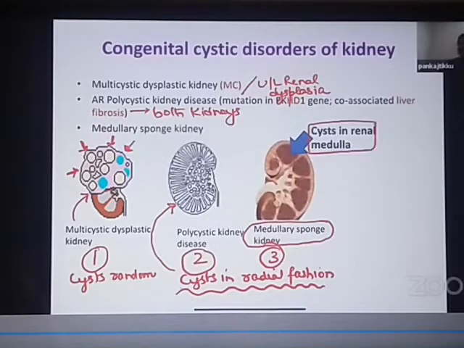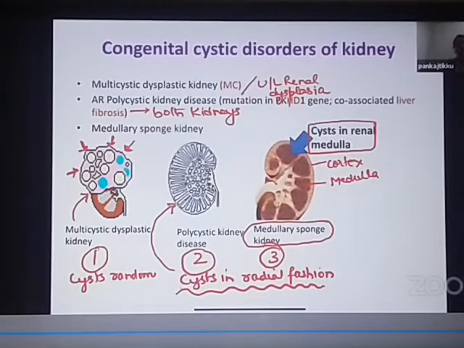Can you see the cysts present in the renal medulla? The thick blue colored arrow is showing you the cysts present in the renal medulla. This outer portion is known as the cortex, and this inner portion is known as the medulla of the kidneys. So you can see the cortex appears to be normal, but the medulla, the pyramids inside, contains cysts. That is why we call it cysts in the renal medulla, medullary sponge kidney.